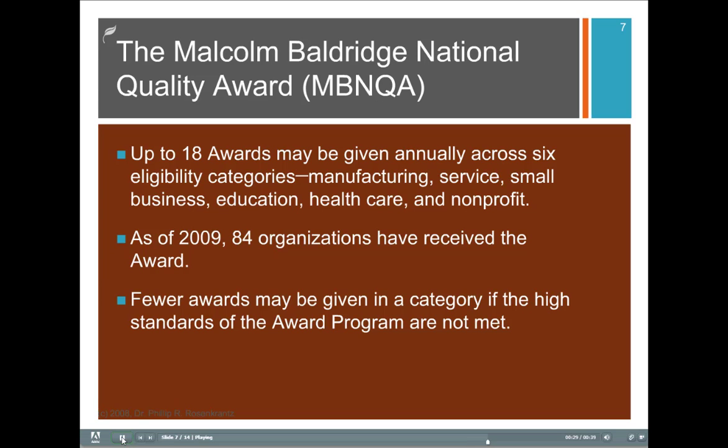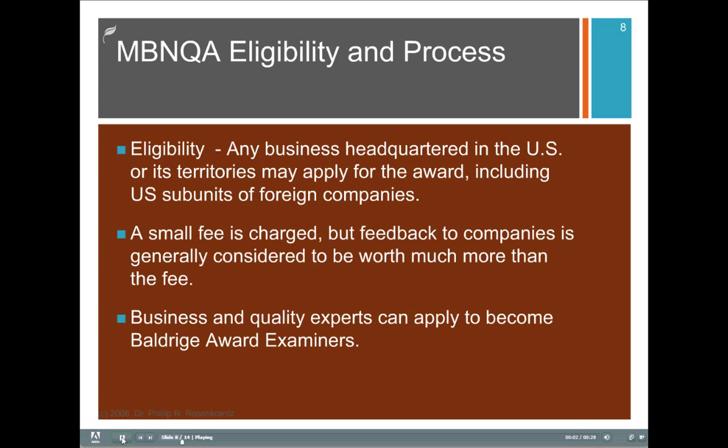Note that the award isn't given out according to any quota. If there aren't eligible companies available, then fewer awards are given out. Any U.S. company or its subdivisions or units of subdivisions are eligible to apply for the award. A small fee is charged, several $1,000s, but you get feedback from the Baldrige examiners on how to improve your processes and systems as part of participating with the Baldrige Award.